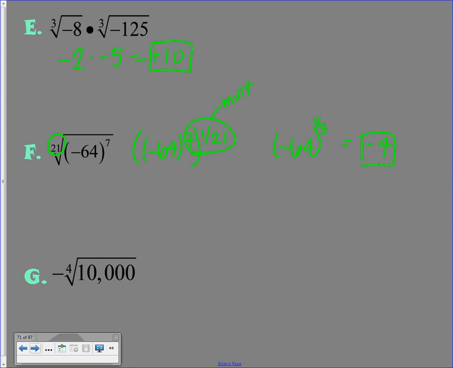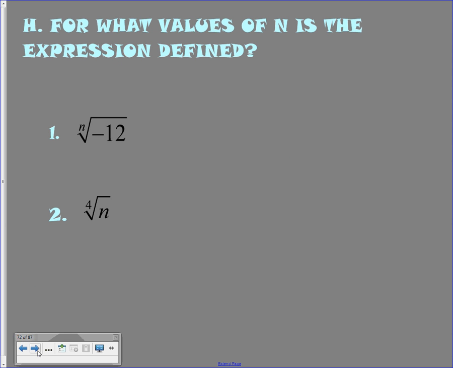Letter G says the opposite of the fourth root of 10,000. Well, the fourth root of 10,000 is 10. And then because the negative is at the front, put a negative, and that makes that a negative 10. So pretty much just straightforward again.